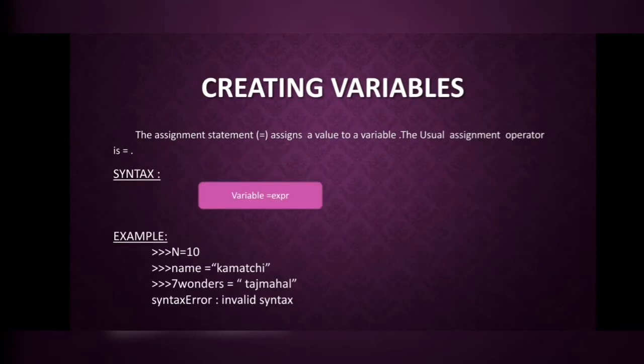Next, creating a variable. The assignment statement assigns a value to a variable. The usual assignment operator is equal to. Here is the syntax for creating a variable: variable equal to expression. Here variable is an identifier and expression is an expression. The meaning of the assignment is that the expression on the right side is evaluated to produce a value, which is then associated with the variable named on the left side. And here is an example for creating variables: n equal to 10 and name equal to Kamakshi.